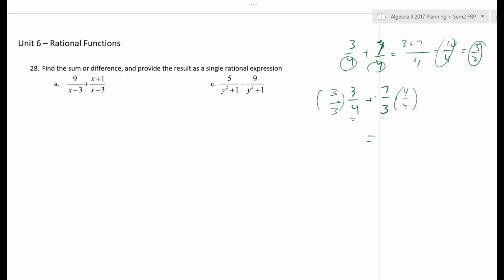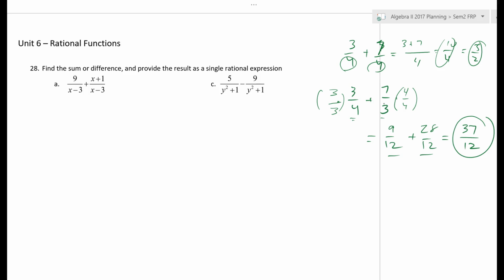And so 3 times 3 over 12 is 9/12. 7 times 4 is 28 over 12. Now that I have my common denominator, I can go ahead and just add those numerators to get 37/12. And so that would be the answer to this simple addition problem. So this is the idea that will get applied, but in the context of expressions.